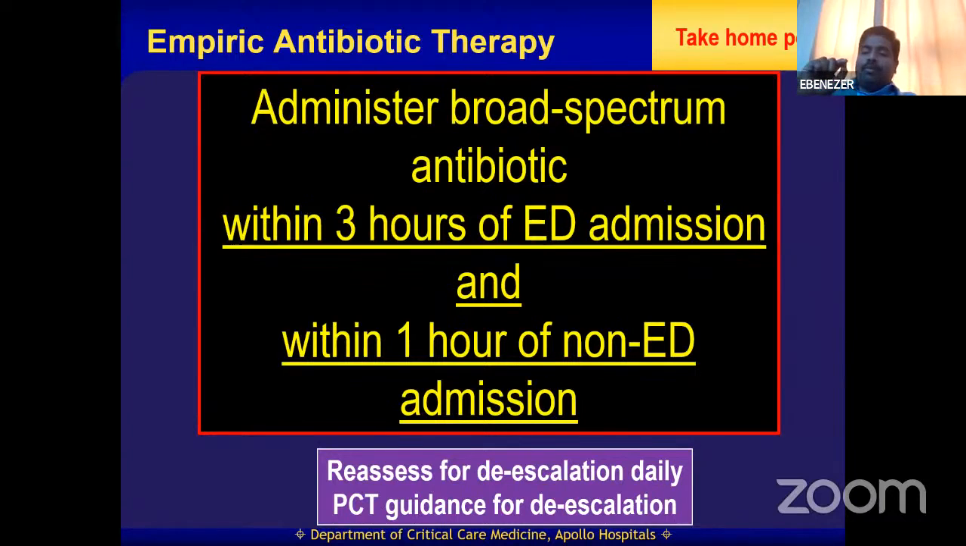And PCT guidance, procalcitonin. What does the new guideline tell? The new guideline tells you to use PCT as a tool to guide de-escalation. Yes, serial PCTs are advocated. They agree with the idea of using PCT when you're going to de-escalate an antibiotic.